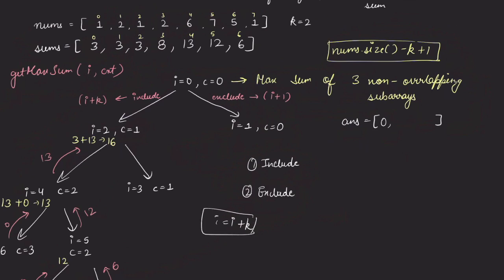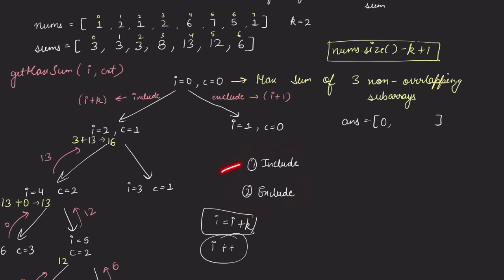Because at this index I, we have considered a subarray, right? But if this include is giving me a sum smaller than exclude, then that means I will have to move my I forward because this index is not giving me a maximum sum.